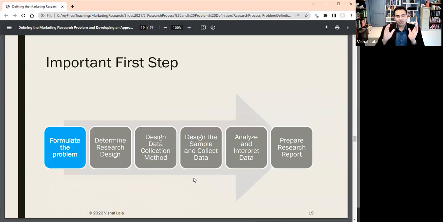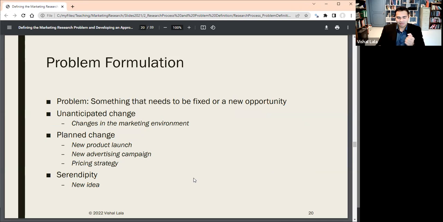Okay, so the first step is formulating the problem. Preferably it should be done before getting a hold of the data, but if somehow it turns out that data lands in your lap, it's okay at that stage to still think of the problem the data might solve before jumping into the data.